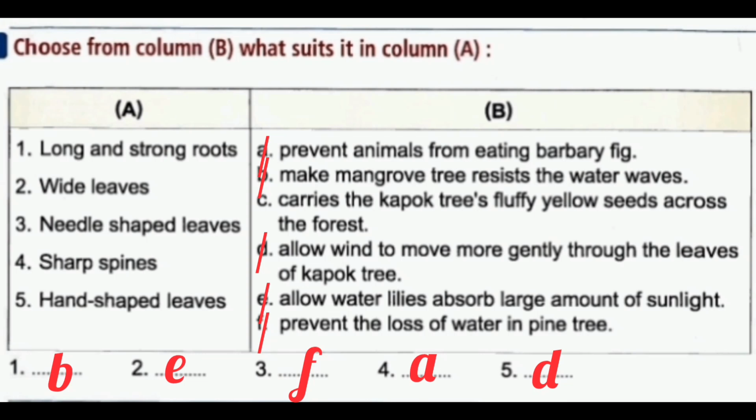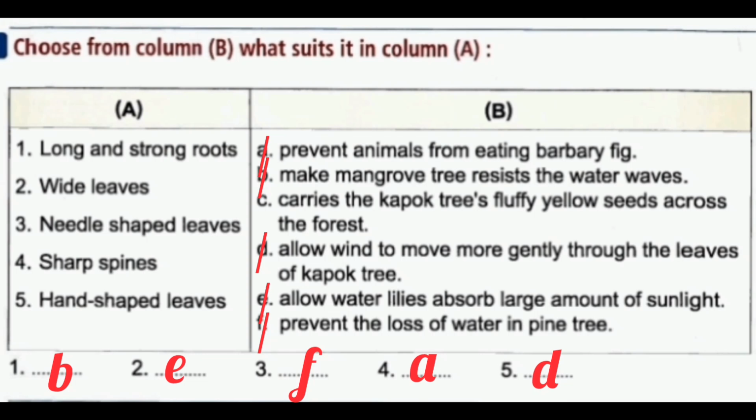Carries the cabbage tree's fluffy yellow seeds across the forest. Allow wind to move more gently through the leaves of cabbage tree. Allow water lilies absorb large amount of sunlight. Prevent the loss of water in pine tree. Wide leaves allow water lilies absorb large amount of sunlight. So we will choose letter E with number 2.